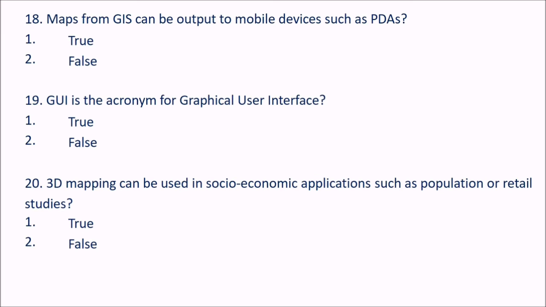So this is true. Maps for GIS can be output to mobile devices such as PDA, Personal Digital Assistant, maps from the GIS. Is it true or false? This is true. Easy to do that.